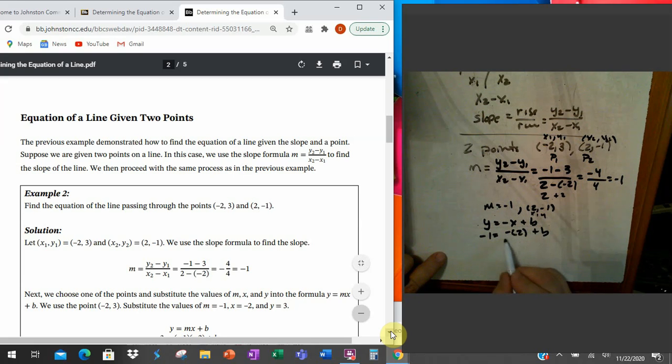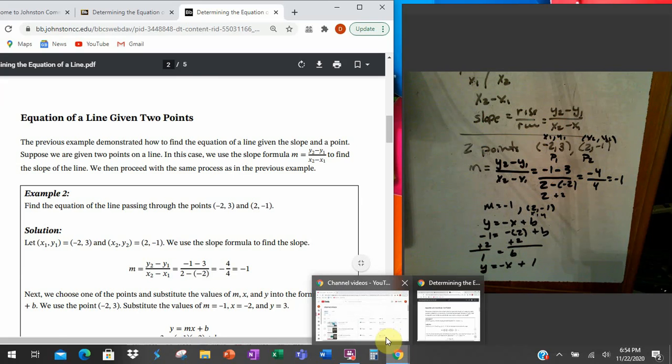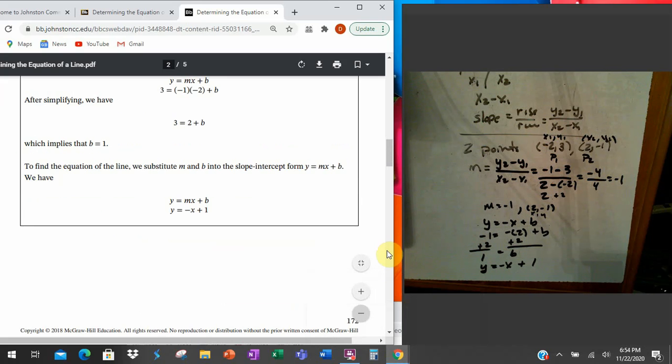And then I'm going to add 2 to both sides to get this to cancel out. So 1, this is 0, is equal to b. So my equation to finish up is just y is equal to -x plus 1. And there's our finished equation.